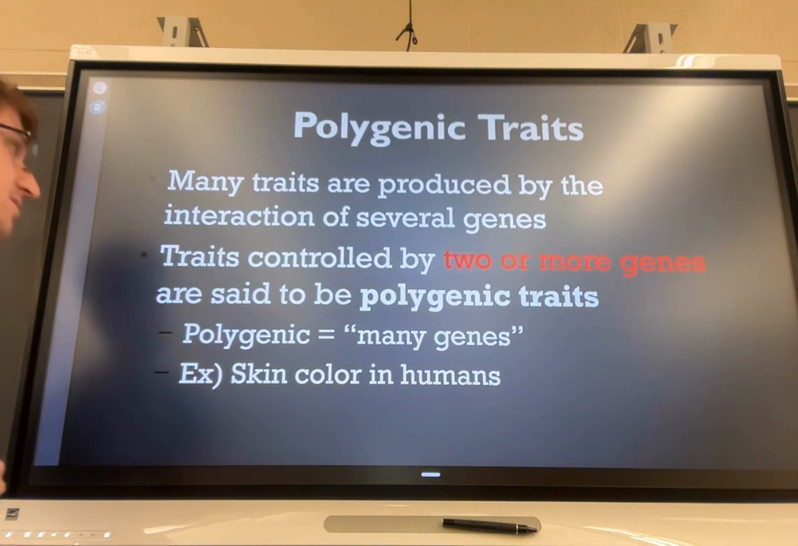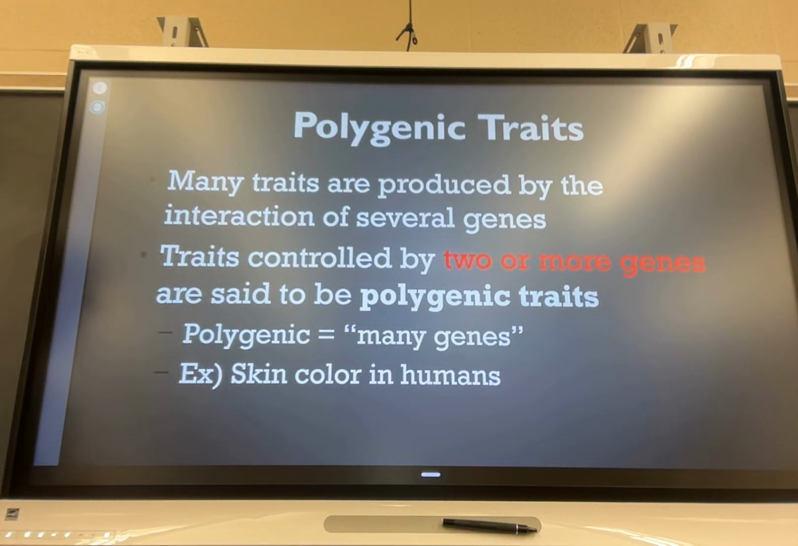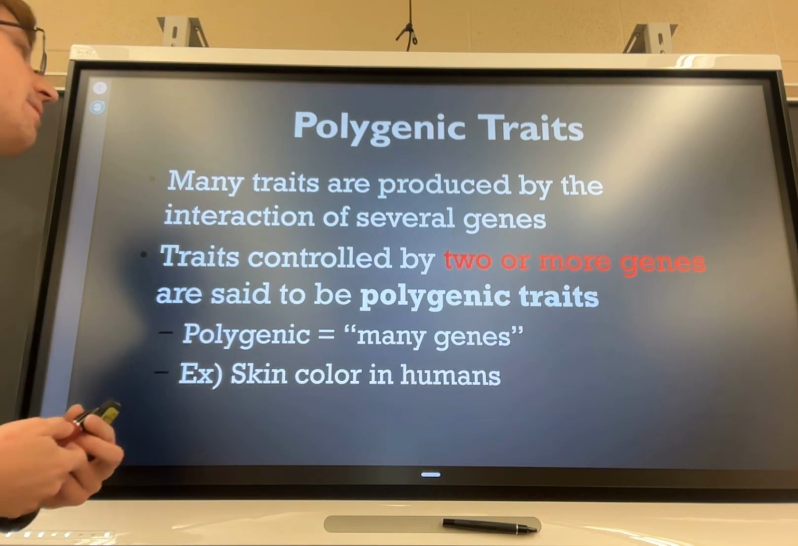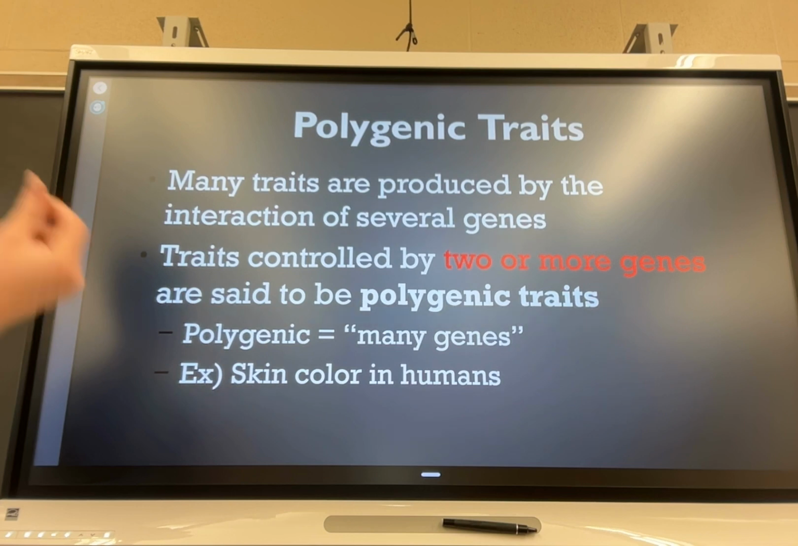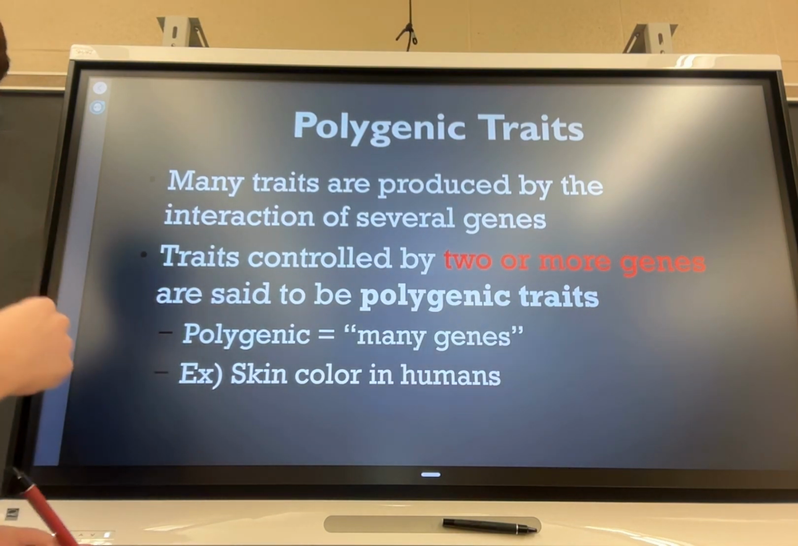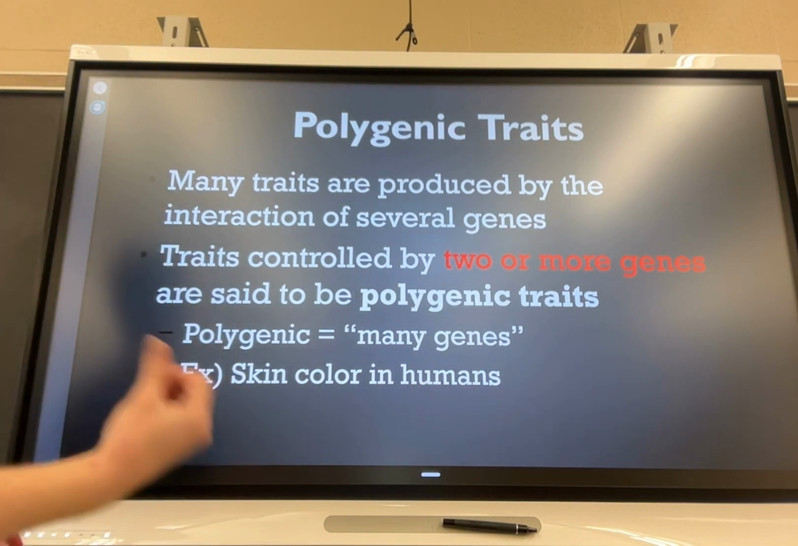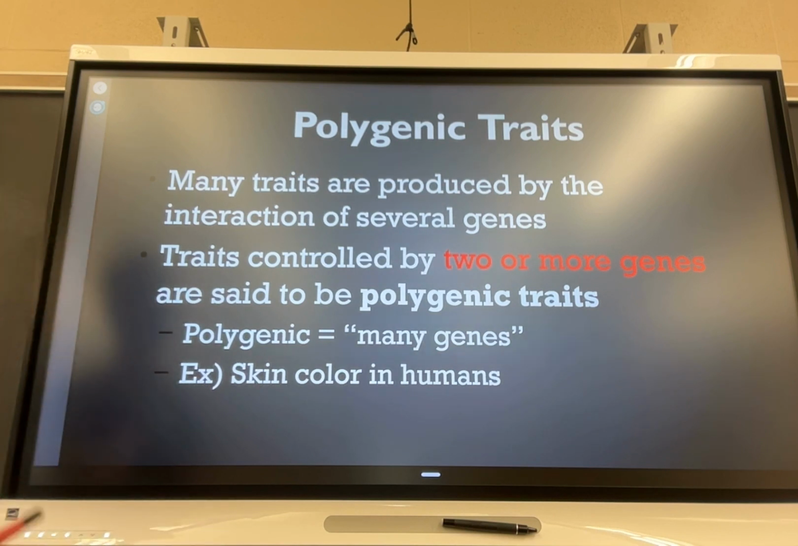As well as polygenic traits. Polygenic traits are the exact opposite. We have traits that are produced by multiple different genes interacting. So instead of one gene with multiple alleles, we have multiple genes coding for the same trait. These traits are controlled by 2 or more genes, thus poly is many.